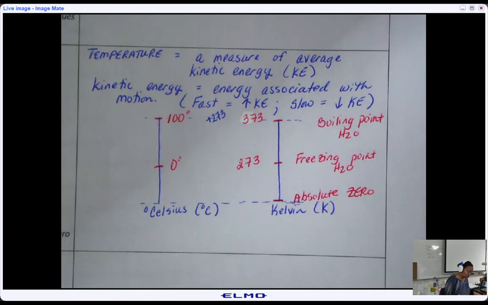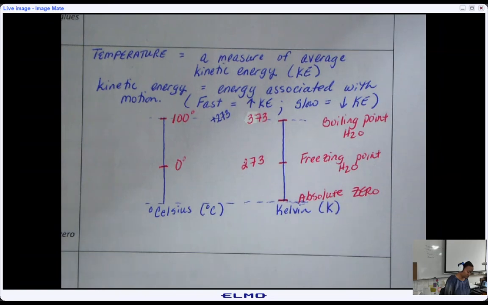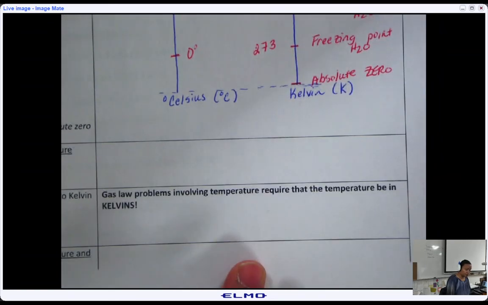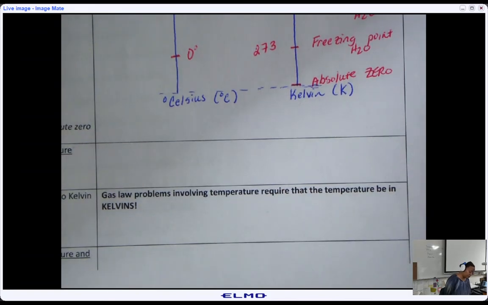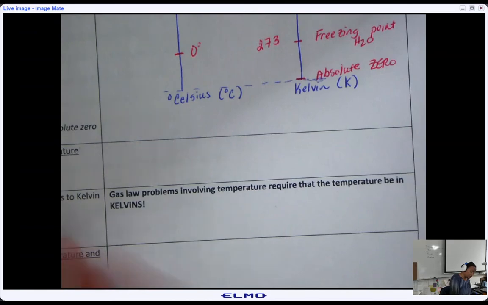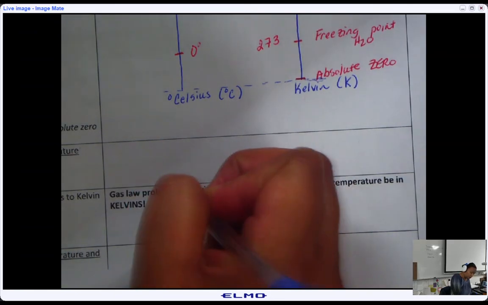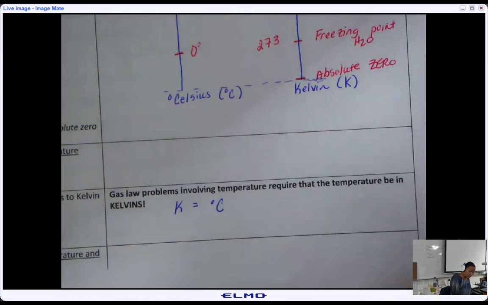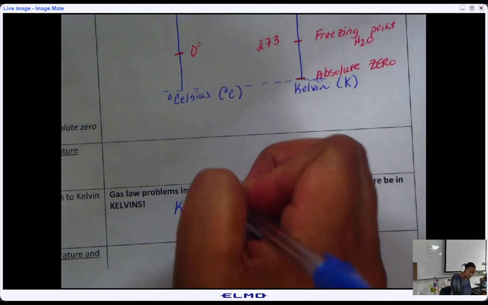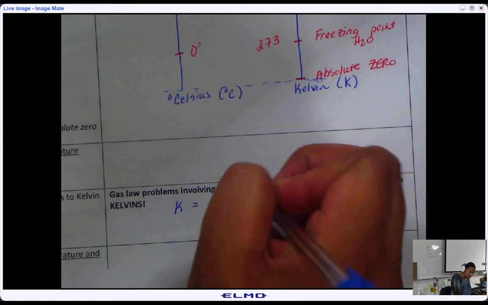Okay, so to convert from Celsius to Kelvin, I'm going to go down here for a minute. I'll put that back up in a moment. All right, so to convert Celsius to Kelvin, your equation is your Kelvin equals whatever your temperature is in Celsius plus 273. That is the equation.